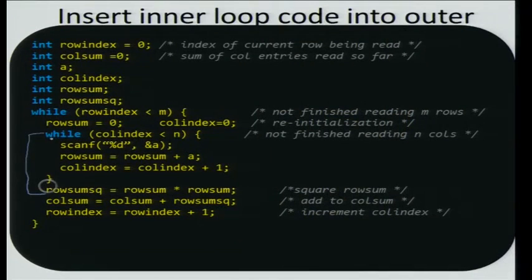Once that is done, you go over the columns of that given row and you scan the numbers, add the number to the row sum and increment the column index until you hit n columns, okay, so columns 0 through n minus 1. When you have read all the columns in that row, you have the correct row sum, so that row sum squared can now be calculated. Once row sum squared is calculated, you have the row sum squared for that particular row, so add the row sum squared to the previously computed column sum.